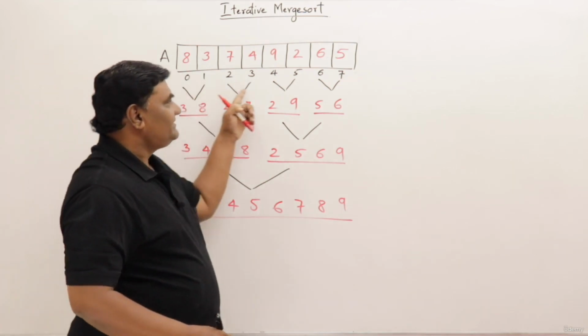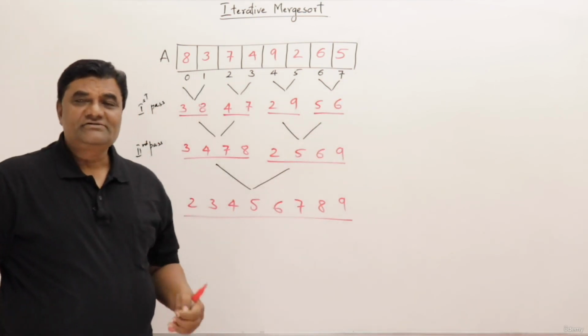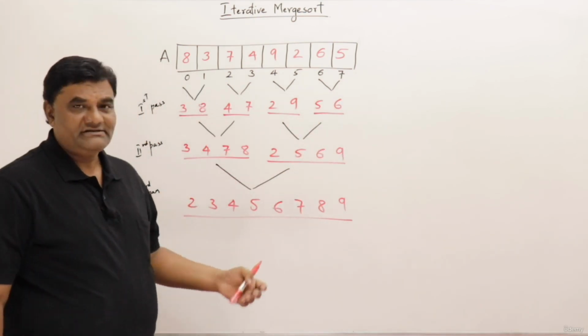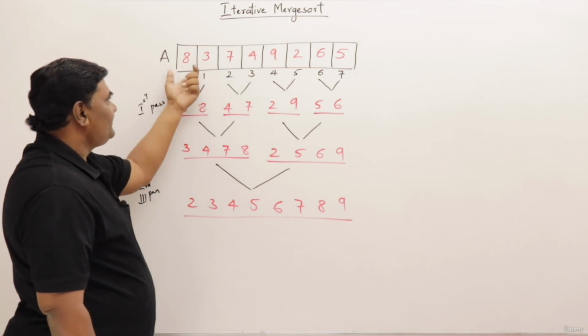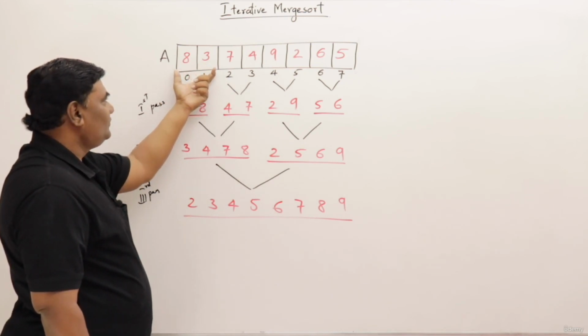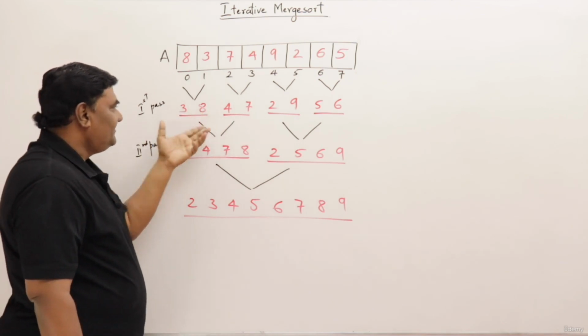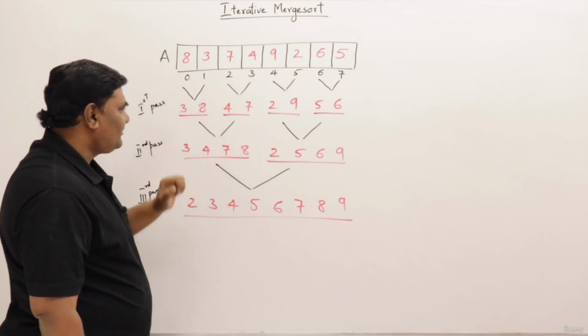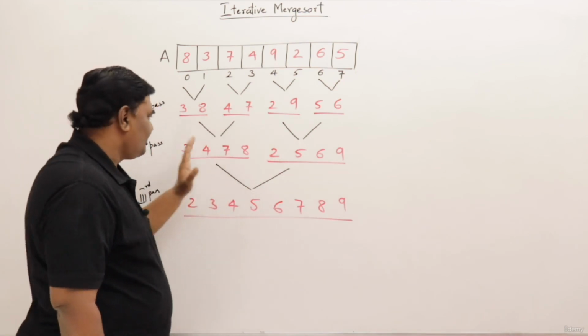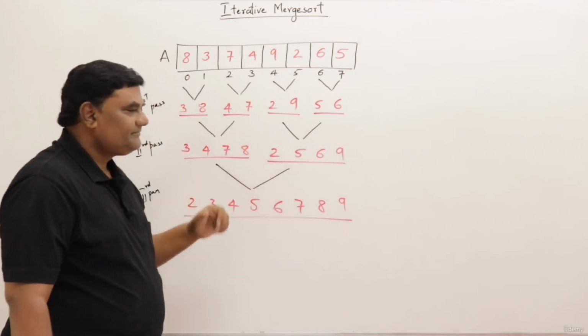So total how many elements were there? Total 8 elements were there. So for that we have performed 3 passes. In this pass we were merging one element, so we were merging 2 lists. So the size was 2. Then next time it was 2 elements, so together the size was 4. The next time 4 elements, so together the size was 8.